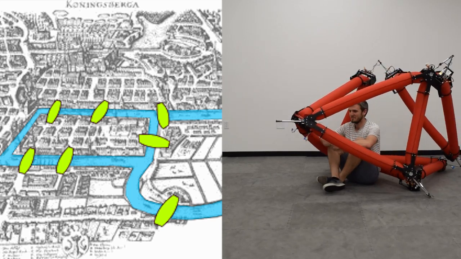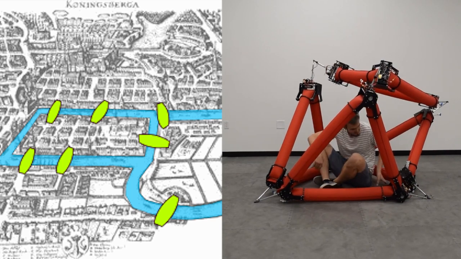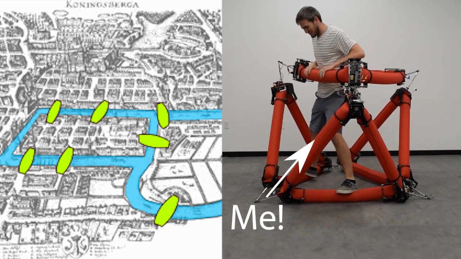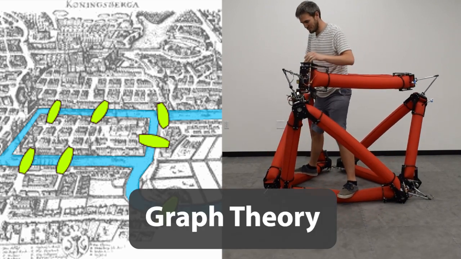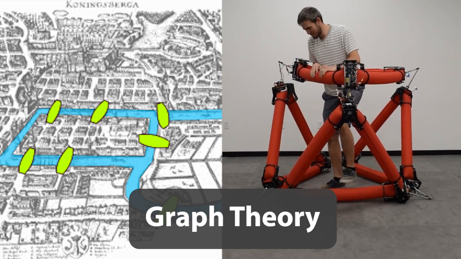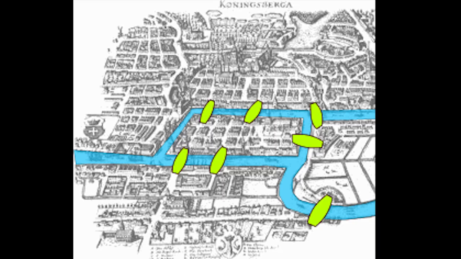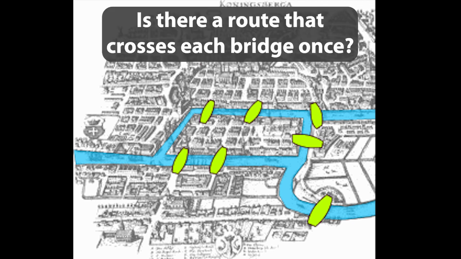What do the 7 bridges of Königsberg and this odd-looking robot I built as part of my PhD have in common? Well, they both have a connection to a mathematical framework called graph theory. The residents of Königsberg have a question. Is it possible to find a route that crosses each of their 7 bridges exactly once?